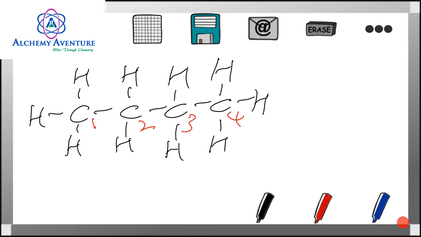So, we'll represent the skeletal formula in the zigzag manner. 1, 2, 3, 4. And there we have it. Notice that the carbon and hydrogen atoms are not shown. However, you need to realize that there is a carbon atom at the terminal end and it is bonded to 3 invisible hydrogen atoms. Similarly, for these 2 carbon atoms in the middle, they are actually bonded to 2 invisible hydrogen atoms that are not shown to us.